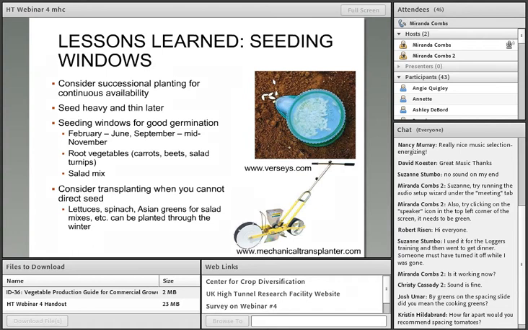And again, we do transplant a lot of lettuces in the wintertime, Asian greens, etc., throughout the winter. So we try to find things that we can pop in and get out relatively quickly when we have crops finishing up, but before we get into the middle of March to early April when we're thinking about putting in our spring crops for summer harvest.